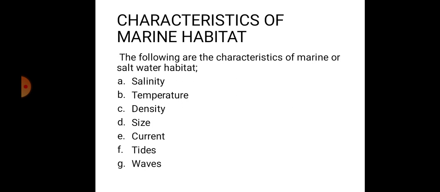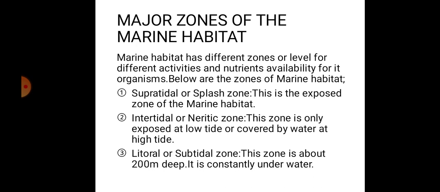Now let us move on. Let us talk about the major zones of marine habitat. Marine habitat has different zones or levels for different activities and nutrient availability for its organisms. Below are the zones of marine habitat. One, we have what we call the supratidal or splash zone.